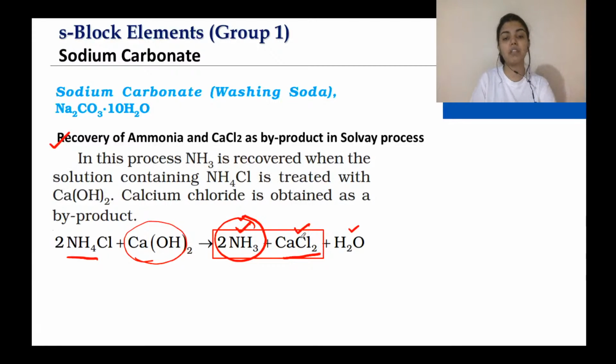Now the question can also be asked here: during the recovery of ammonia used in the Solvay process, what is the byproduct that is obtained, right? So calcium chloride is the byproduct in the Solvay process, where the recovery of ammonia takes place by the reaction of ammonium chloride and calcium hydroxide. Okay.